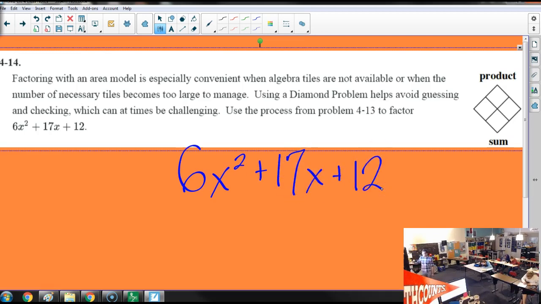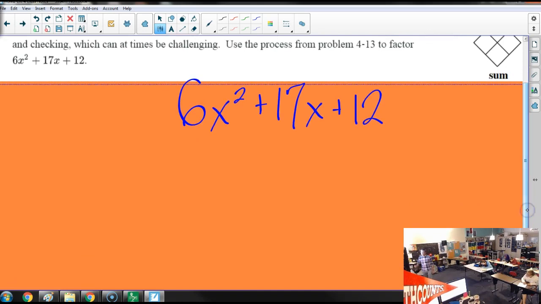No talking, just try to do it on your own. Do the diamond, then the rectangle, then write out your factored form.